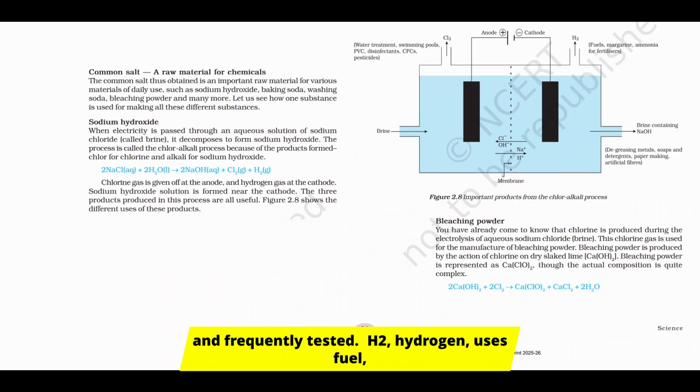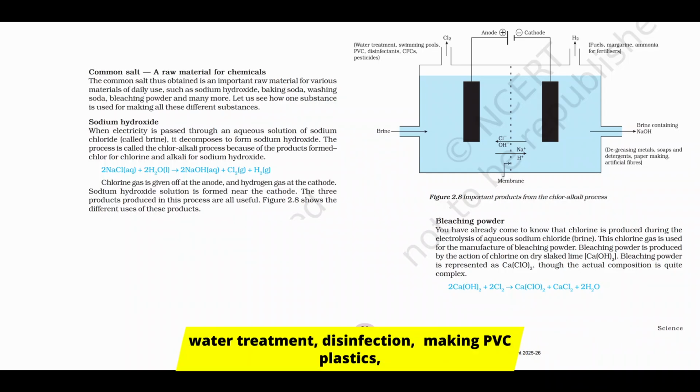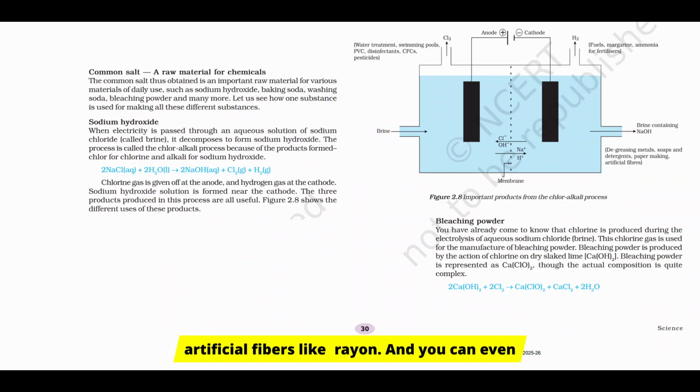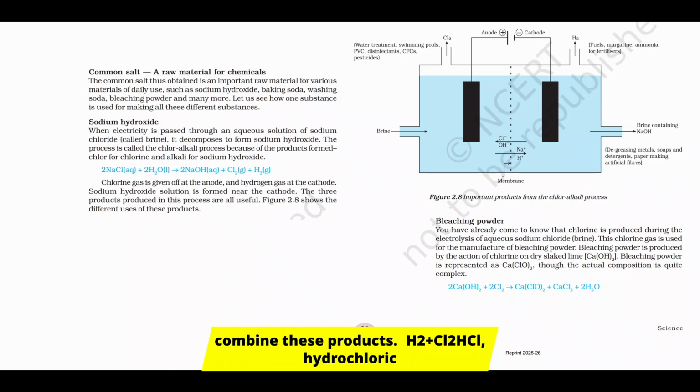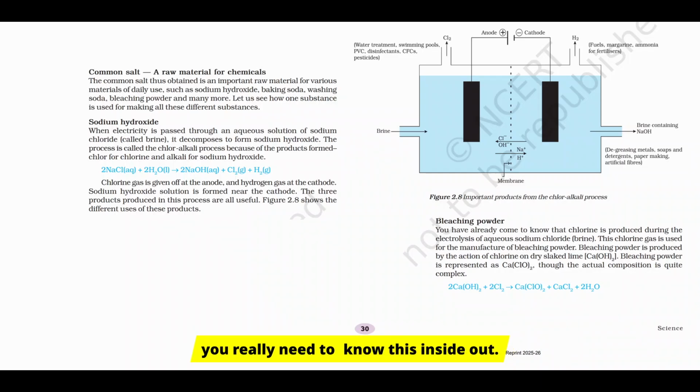H2, hydrogen. Used as fuel, like in fuel cells, for making ammonia, key for fertilizers, and in hydrogenating oils to make margarine or vanaspati ghee. Cl2, chlorine. Water treatment, disinfection, making PVC plastics, disinfectants, pesticides, and formerly CFCs. NaOH, sodium hydroxide. Degreasing metals, making soaps and detergents, paper manufacturing, making artificial fibers like rayon, and you can even combine these products. H2 plus Cl2 gives HCl, hydrochloric acid, used for cleaning steel, making medicines, cosmetics. NaOH plus Cl2 gives bleach, sodium hypochlorite solution, used for household bleaching, bleaching fabrics. This chloralkali process diagram, the reactions, the products, and all their uses, you really need to know this inside out.